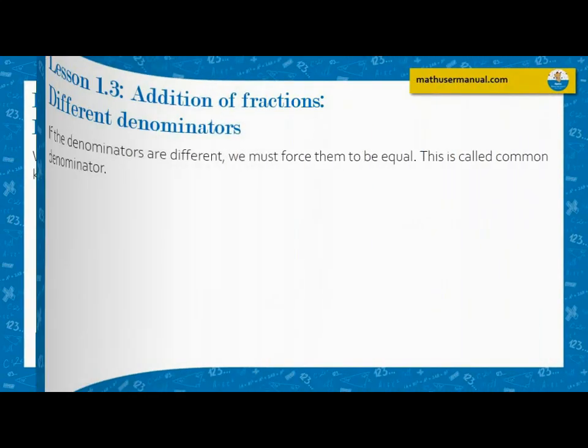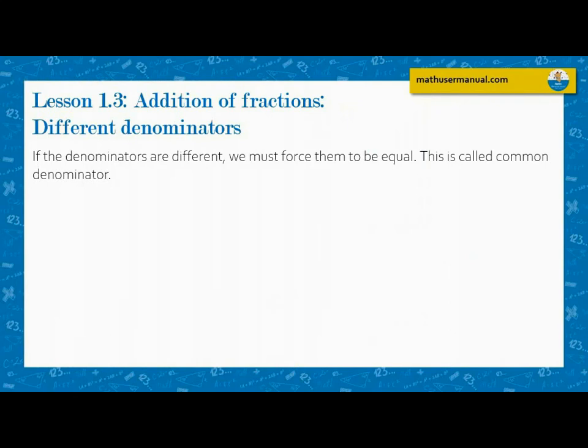But of course, math is not just equal denominators in fractions. Sometimes we have different denominators, like this example, 3 over 5 plus 1 over 6. When we have different denominators, technically what we're doing is forcing the fractions to have equal denominators, to have what is called a common denominator. And there are two methods to do that. We're going to learn the two of them in this video.